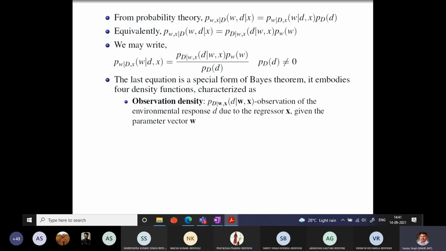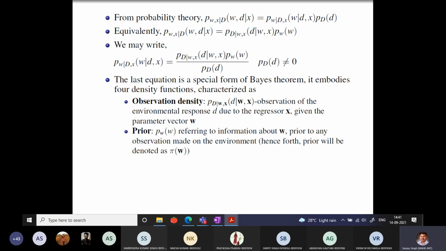The first one is the observation density. Observation means the response part. So the probability of D given the weight space and X is an observation of the environment response D due to the regressor X, given the parameter vector W. This is basically called the observation density, P(D | W, X).